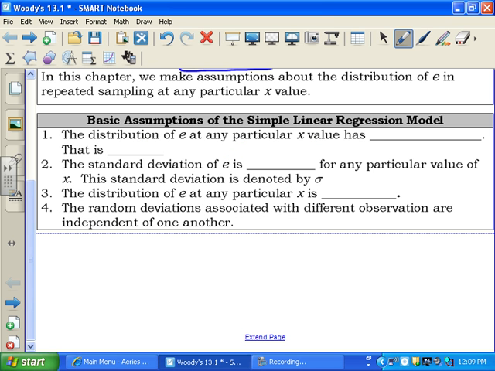Assumptions about the error. I don't really need you to memorize. I haven't seen them test on this on the AP exam. I just want to talk about it here. The distribution of E at any particular x value has a mean of 0. I'm going to put this in context in just a sec. That's just to say the average of all the errors is 0. That's a mu of errors, or the mean of the errors is 0.